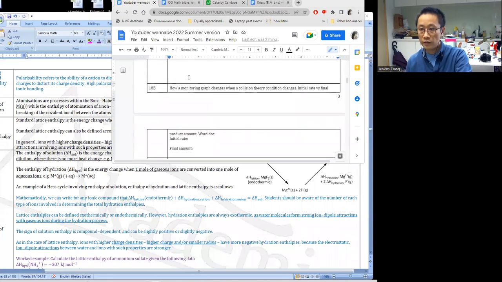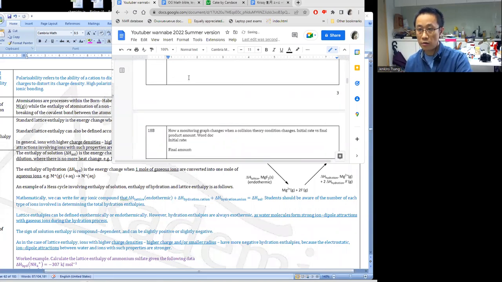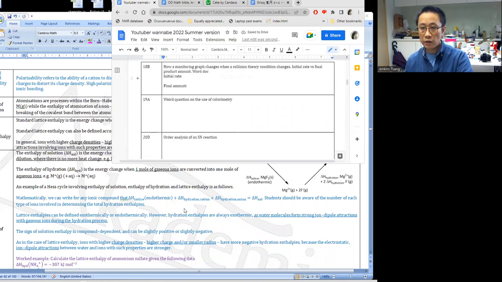Moving on, question 18 is about interpreting a monitoring graph. A monitoring graph during rate of reaction is one that shows how an amount changes over time. And here the question describes the setup. So here is a setup.